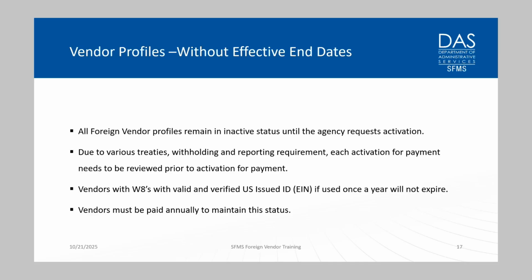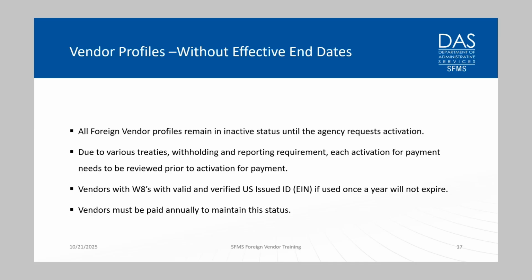Vendors with W-8s with valid and verified U.S. IDs, if used at least once a year, will not expire. So that's why we really love those U.S. IDs. And vendors must be paid annually to maintain this status. So there is that one little caveat for a U.S. ID. If you have a U.S. ID, we verify it. They don't have an effective end date. We put them into I status.